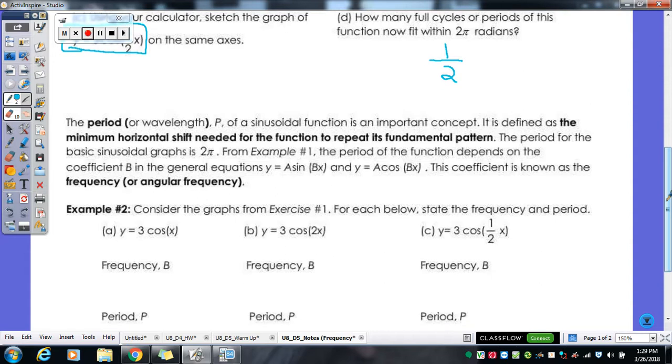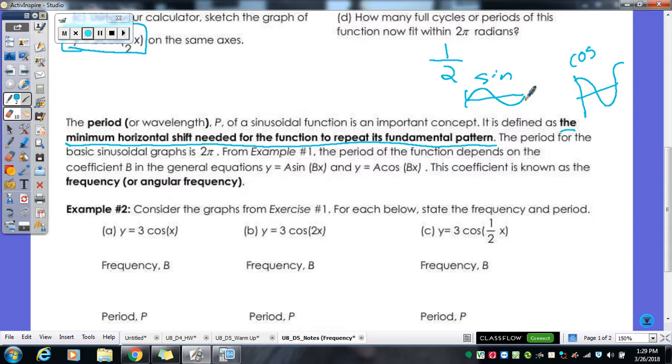So the period, or sometimes also referred to as the wavelength, of a sinusoidal function is an important concept. It is defined as the minimal horizontal shift needed for the function to repeat its fundamental pattern. So remember, for cosine, the fundamental pattern is high, low, back up to high. For your sine, it starts at 0, goes up, goes back down, and then returns to 0. That's its fundamental pattern. It's got to complete that entire thing to be one period. So the period for a basic function is 2 pi.